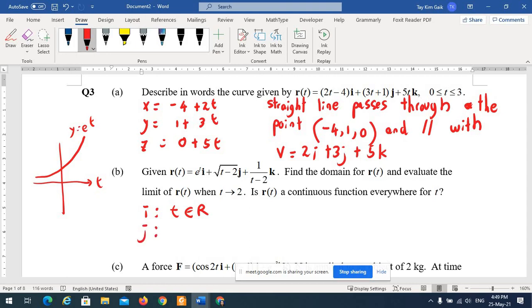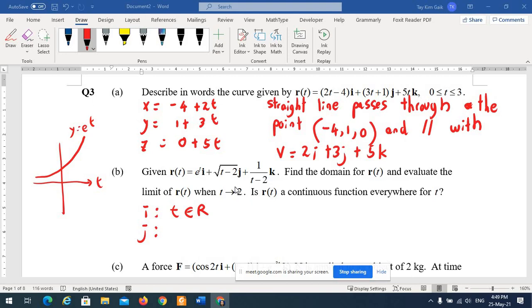And then for component J, let's call Daniel. Daniel, what's the domain for component J? Any restriction for when you have a square root function here? Yes. Yeah, so what's the domain for component J? When you have square root functions, you have to set what? In order for the square root function to be defined, t minus 2 must be what?